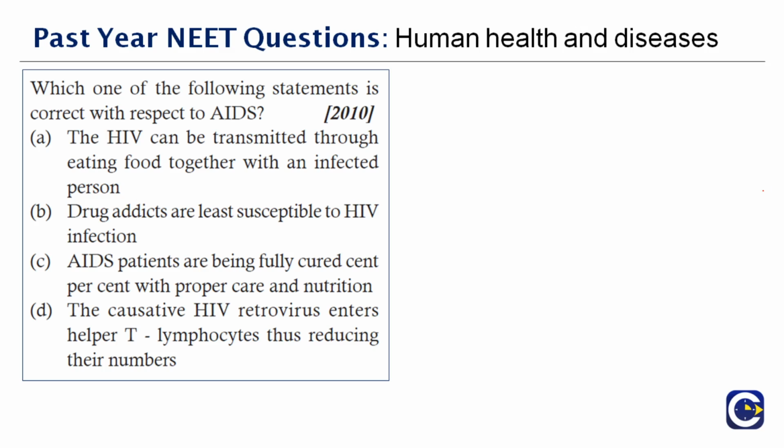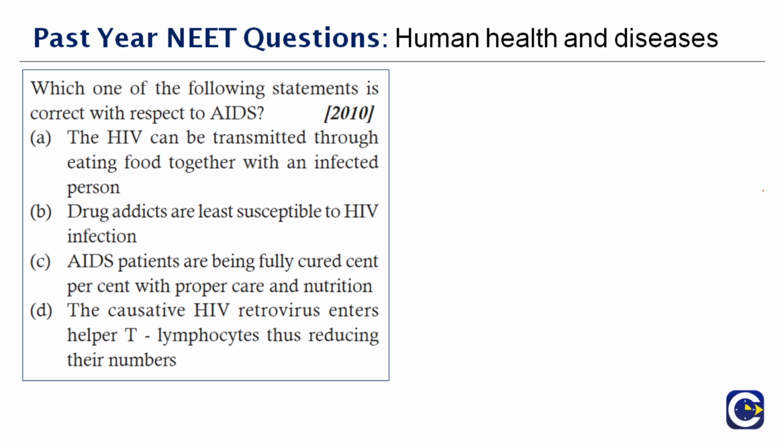Which one of the following statements is correct with respect to AIDS? This question was asked in the year 2010. Let's analyze the statements here. The HIV can be transmitted through eating food together with an infected person. Then, drug addicts are the least susceptible to HIV infection. Then, AIDS patients are fully cured. And the last one, the causative HIV retrovirus enters the helper T lymphocytes, thus reducing their numbers. The last option is correct.